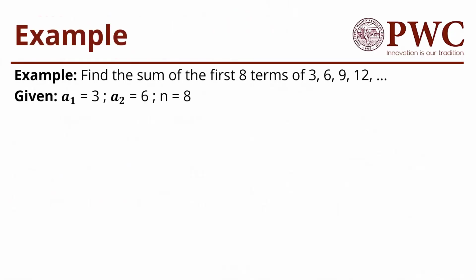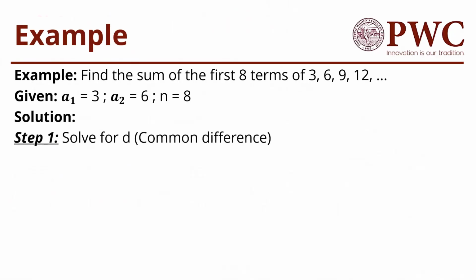Okay, now the first step is, of course, to list all of the given information. So we have the first term, a sub 1 is equal to 3. Second term, a sub 2, is equal to 6. And our n is 8, where n, 8, is the number of terms that we need to get the sum. Now, step 1, solve for the common difference.